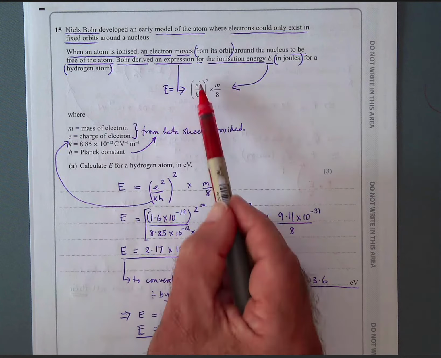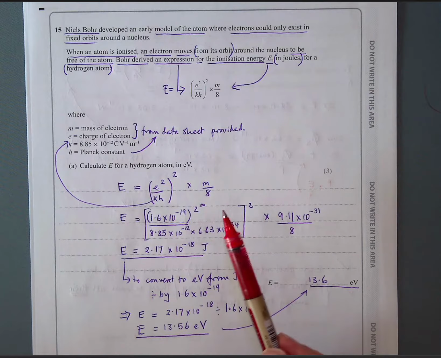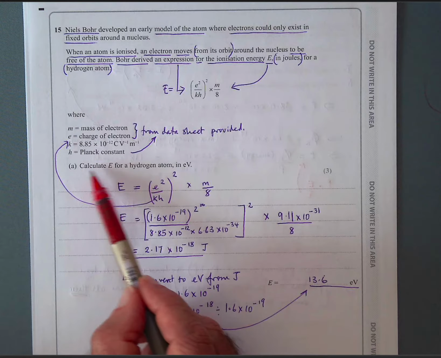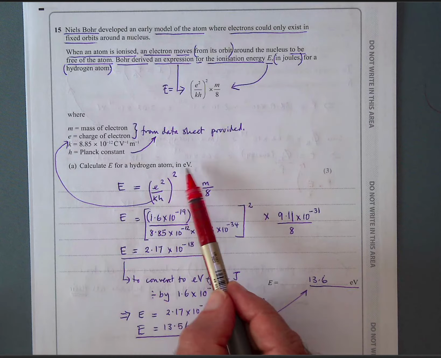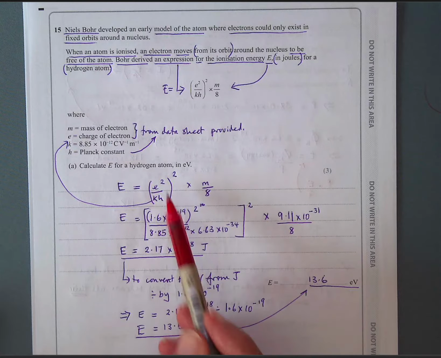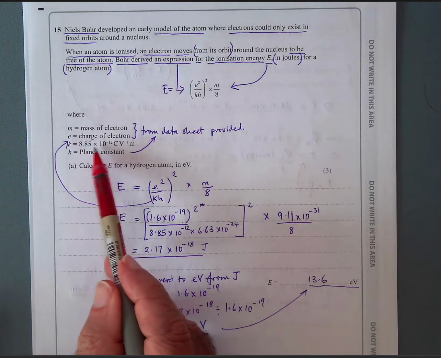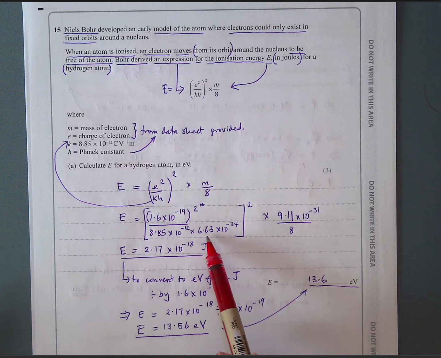And h is Planck's constant. And m is the mass of the electron. And obviously 8 is the number. Okay, so they want you to just plug in those numbers to calculate the energy required for a hydrogen atom in electron volts. So you just, E is 1.6 times 10 to the minus 19. You square it. And then you divide it by 8.85, the value given, times 10 to the minus 12, K. And you multiply that by h, Planck's constant. So these are where the numbers come in.